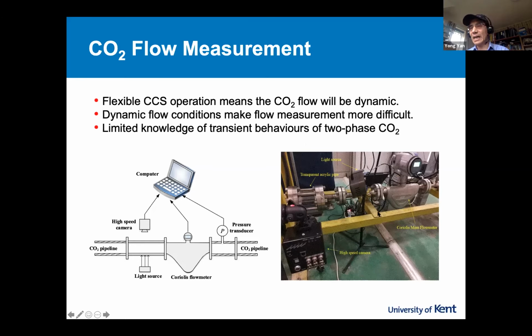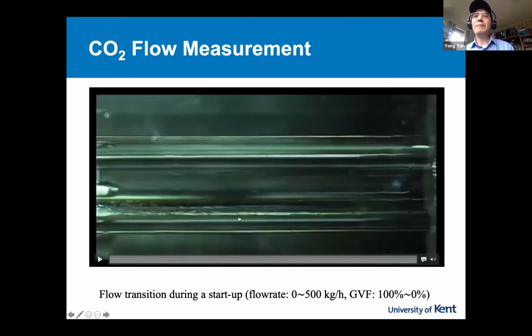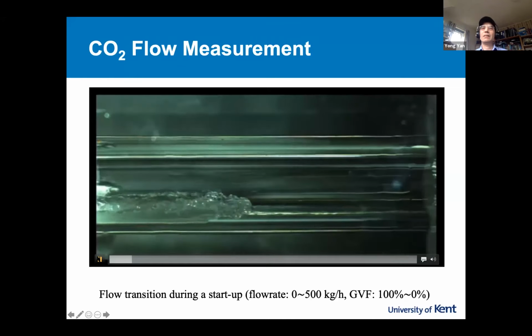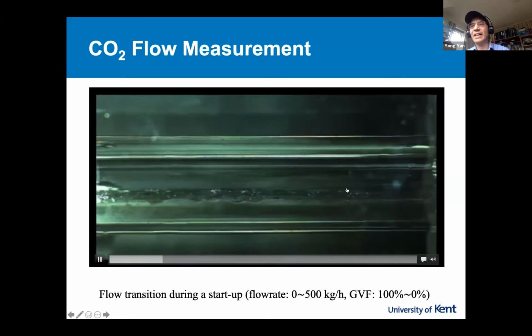So this is our setup on the test rig. In addition to our Coriolis flow meter, we obviously look at the pressure, look at the temperature. Also, we apply even a high-speed camera imaging system to look at how the CO2 flows under dynamic flow conditions. So imagine a startup. We start a plant. So what happens to CO2 flow in the system? Initially it's gas phase. Then you can see the liquid come in from the left. The push over, you can say.